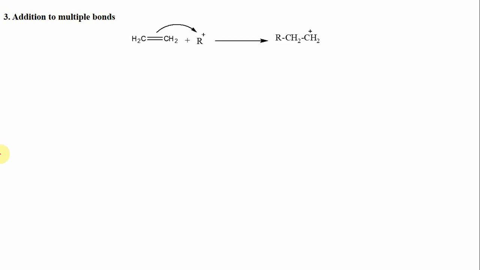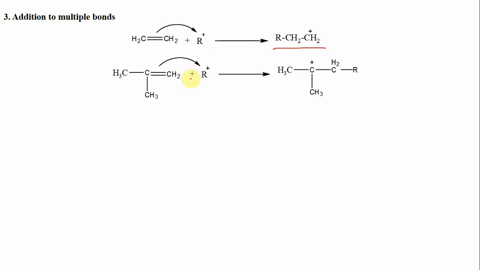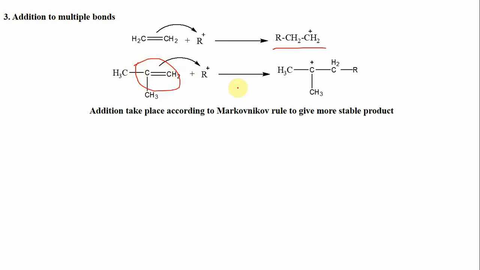The other reaction of these carbocations is an addition reaction to multiple bonds. These carbocations can undergo addition reaction to a multiple bond, such as a double bond, to give another carbocation. Now, in the case of unsymmetrical alkenes like this, the addition takes place according to Markovnikov rule. The Markovnikov rule says that during addition reactions to alkene, the positive part of the attacking reagent, here in this case a carbocation, goes to that carbon which has the maximum number of hydrogens to give rise to a more stable carbocation. So here, this carbocation goes to this carbon which has a greater number of hydrogens to give a more stable tertiary carbocation. So here addition takes place according to Markovnikov rule.